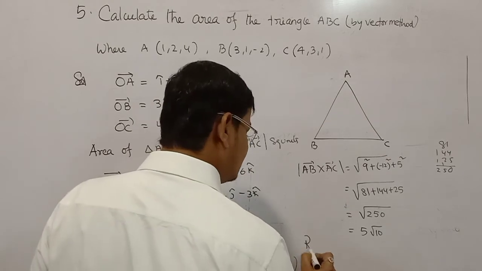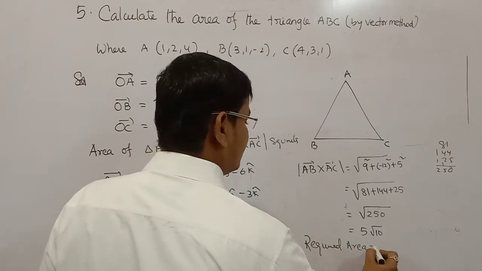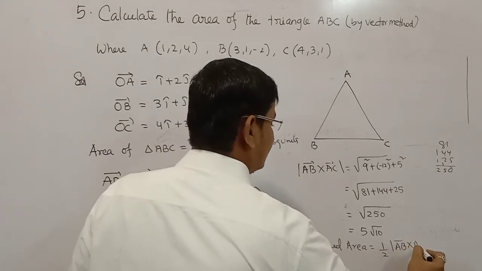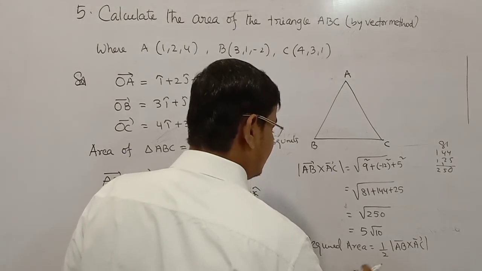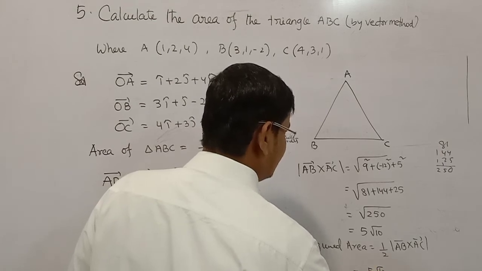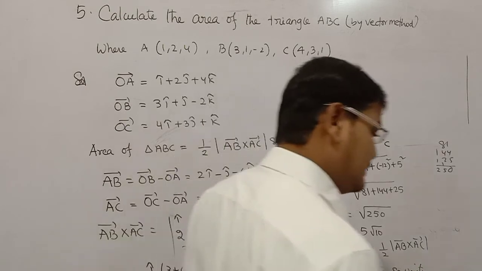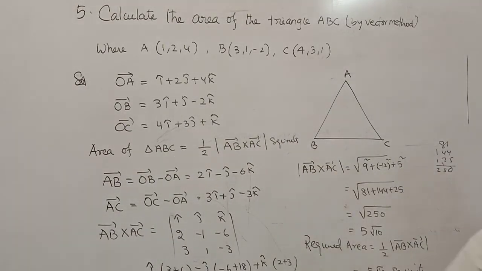So required area is equal to half modulus of AB bar cross AC bar, that is half, 1 by 2, into 5 root 10, that is 5 root 10 by 2 square units.